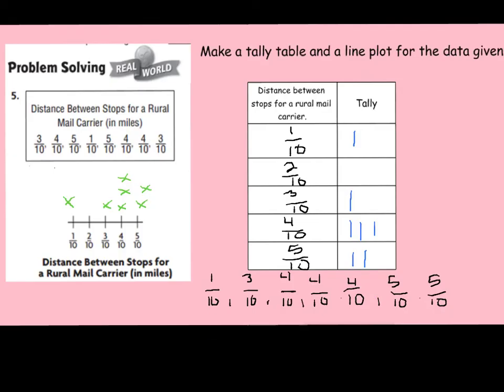And I can see I only have one spot for the 1/10 fraction, so I put 1 tally. I didn't have any for 2/10. Then for 3/10 I had 1, 4/10 I had 3, and 5/10 I had 2. Then if I come into my line plot, you should have had 1 X for 1/10, no X's for 2/10. For 3/10 we should have had 1, 4/10 we should have had 3, and 5/10 we should have had 2. I hope that your tally table and your line plot came out just like mine.